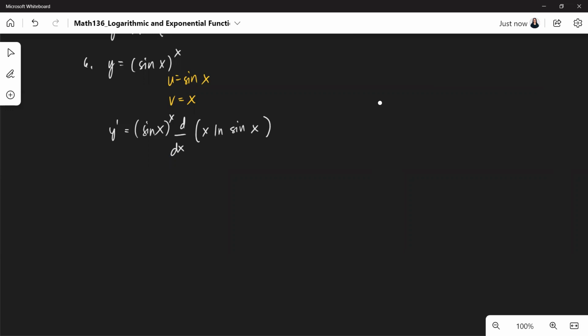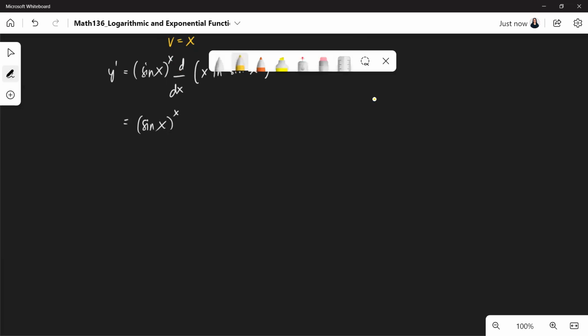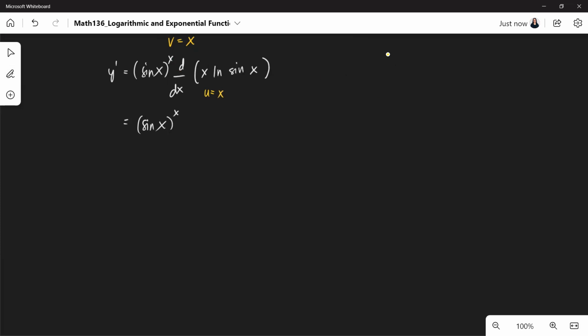Okay, so we now have two functions, x and ln of sine of x. So we are combining all types of functions here. Just copy the first function and proceed to, again, the product rule. So u is x for the product rule, and v is ln of sine of x.